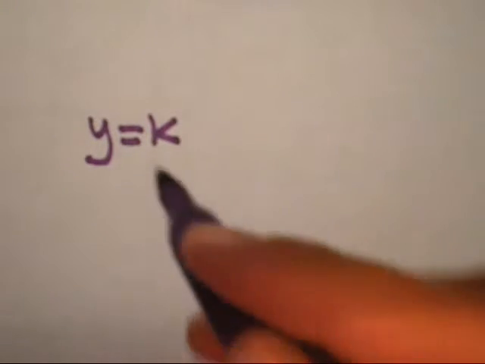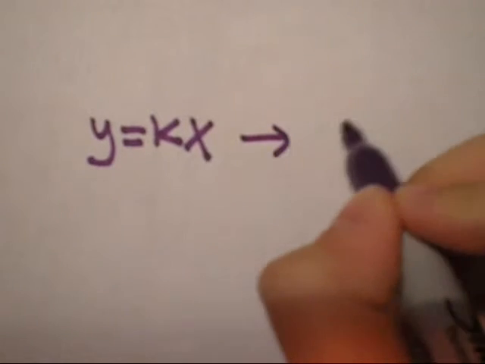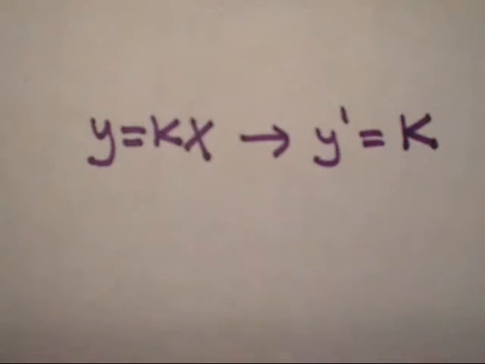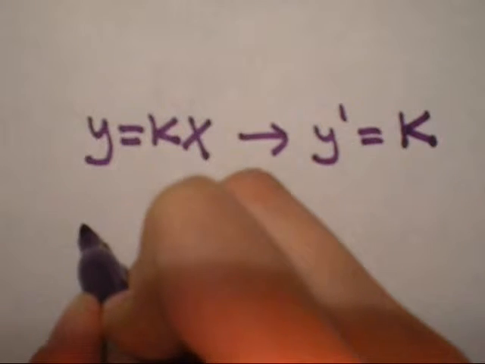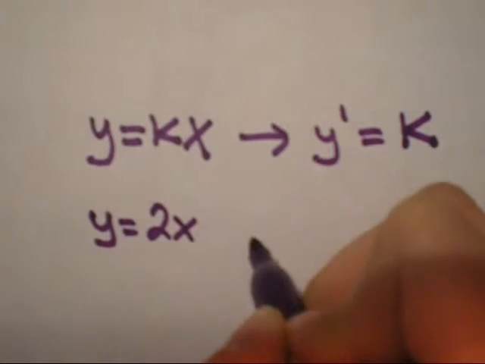The next rule has to do with constants. So our equation in this case, or our function, would be y equals kx, where k is just some random constant, any number, times x. So then our derivative in this case, y prime, would just turn out to be k. So let's look at an example. Let's say y equals 2x.